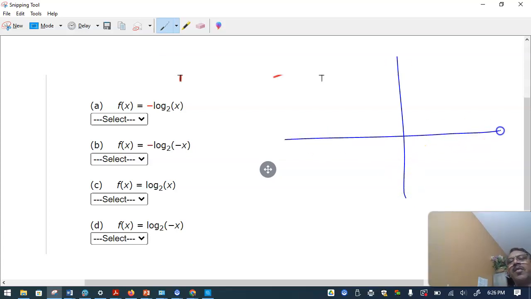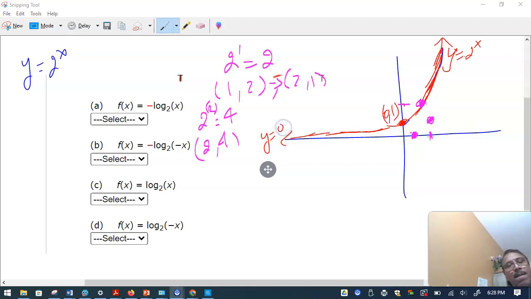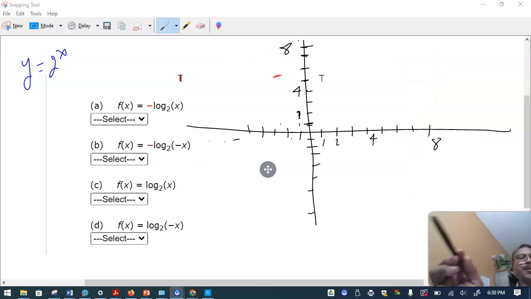That means if this is the exponential, y is, let's say, 2 raised to x. It means the graph is something like this. Let me use a color for that, I'll be using red. So let's say this is the graph of the exponential function. It goes almost touching the x-axis, so there's a horizontal asymptote here, y equals 0.